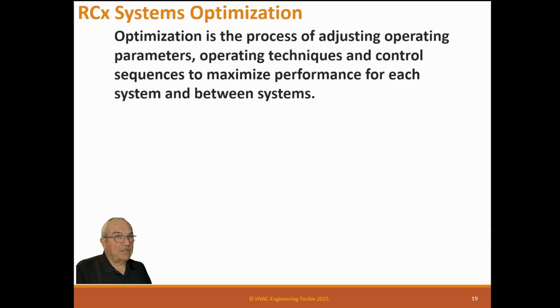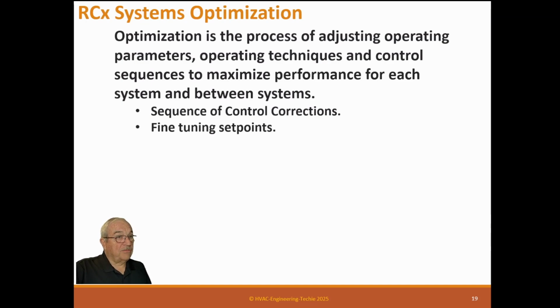Optimization is the process of adjusting operating parameters, operating techniques, and control sequences to maximize performance for each system and between systems. So we're going to make it work, as I say elsewhere in the definition, as practical as possible. You can't get a system to be perfect. And we're not trying to make perfect. We're trying to make it the best it can be with what we have.